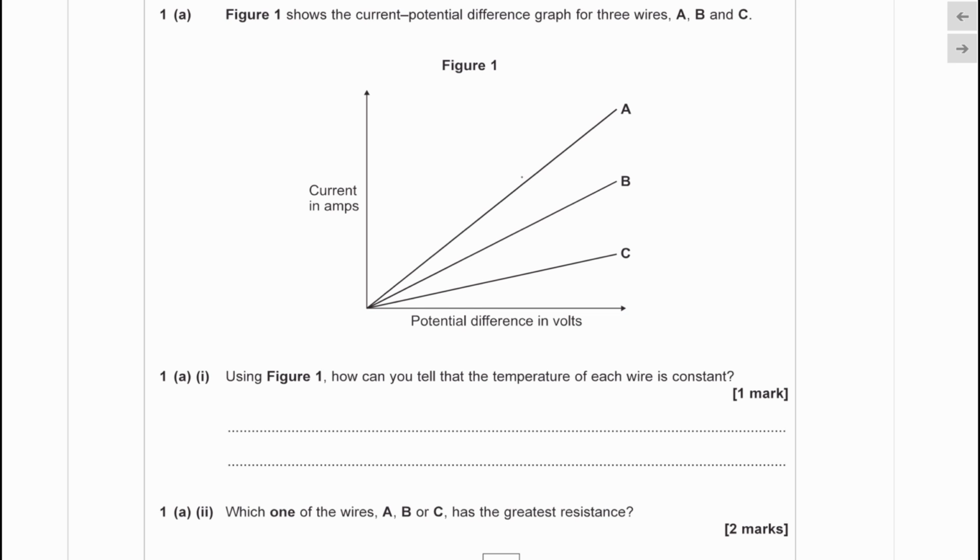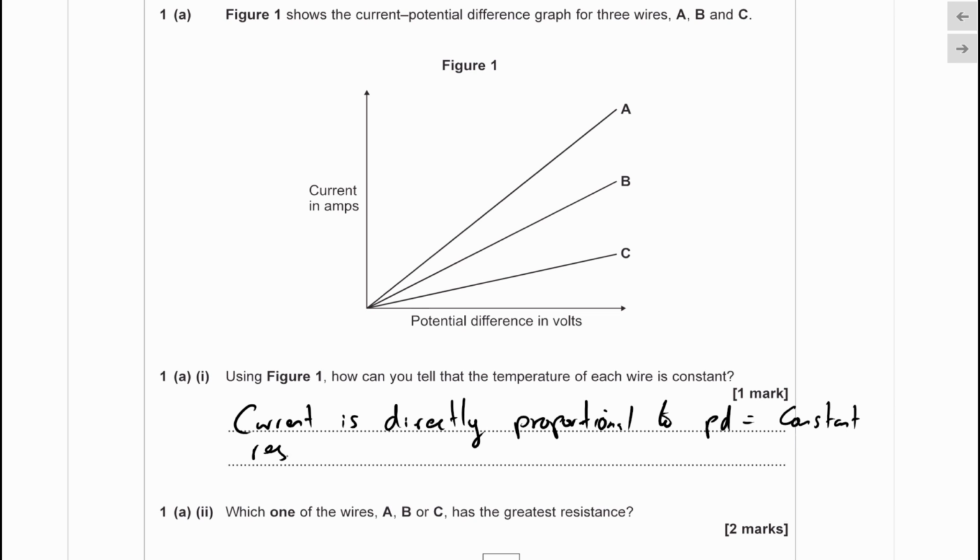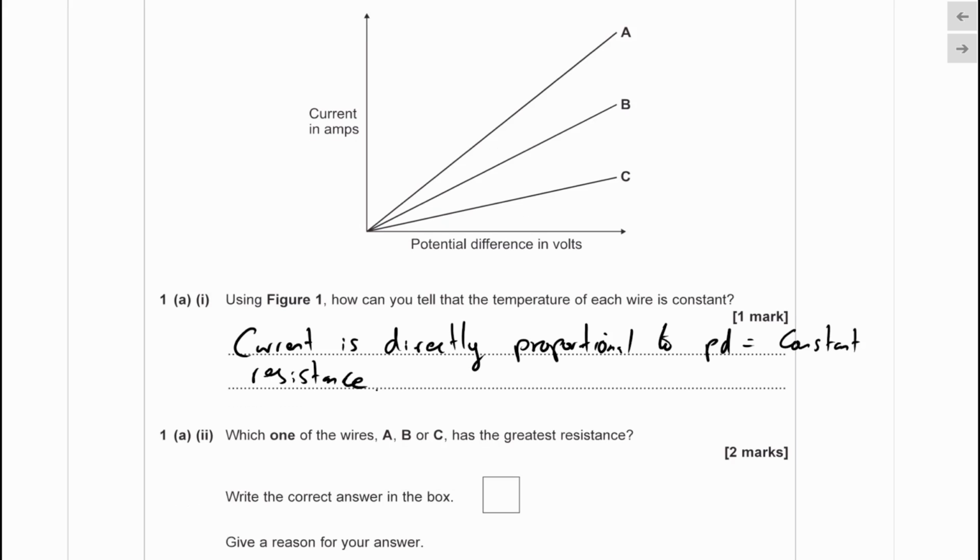And now from this graph, you can see that all these lines are straight lines. And so we can see that current is directly proportional to the PD, which tells you constant resistance, and that will tell you constant temperature. All right, now that's all good for 1 mark.